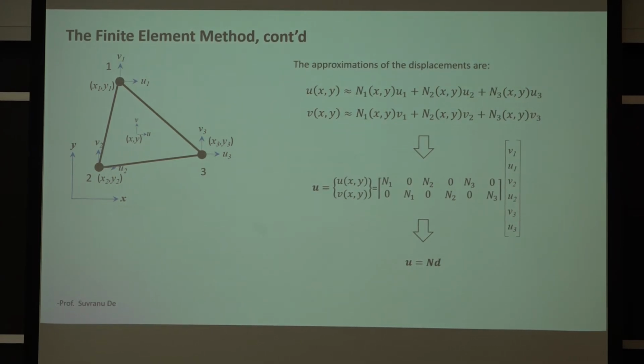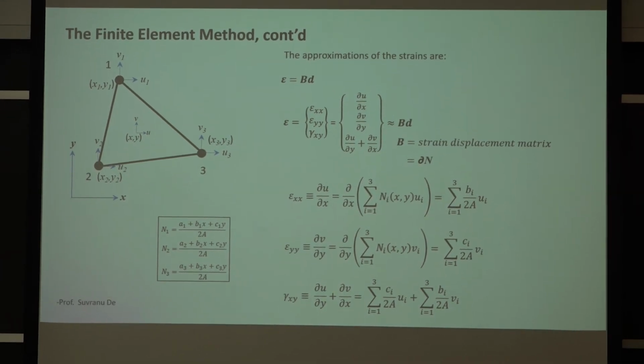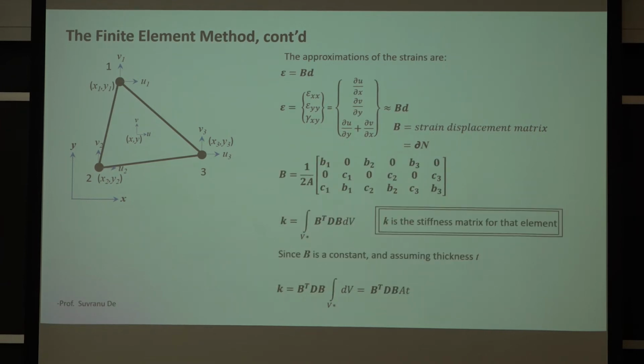You can put that into this: u equals N times d, so the displacements equal the shape function N times this displacement vector d. The strain is equal to these derivatives of u and v as a function of x and y. That equals this strain displacement matrix times the vector d. Given the shape equation that we picked for N, it's very easy to calculate the strains in x, y, and xy. They're given right there. It's pretty simple.